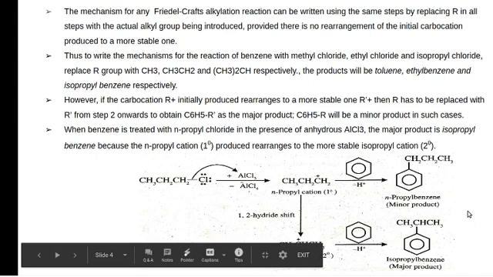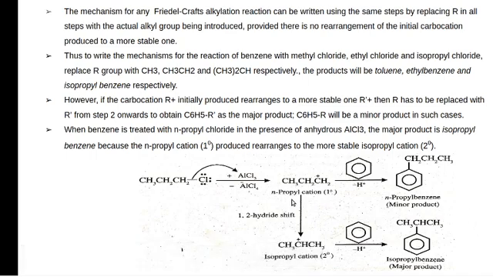So here there is a possibility for the propyl cation to rearrange to the more stable isopropyl cation. So the more stabilized carbocation substituted product will be the major one, and the less stable carbocation substituted product will be the minor one. This is one additional piece of information about Friedel-Crafts alkylation. If there is a possibility for the carbocation to rearrange to a more stabilized carbocation, then that type of product will be the major one.